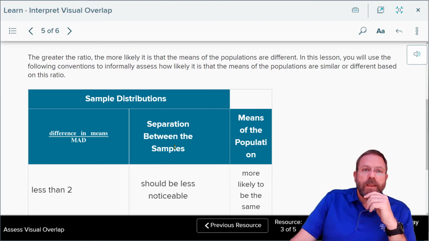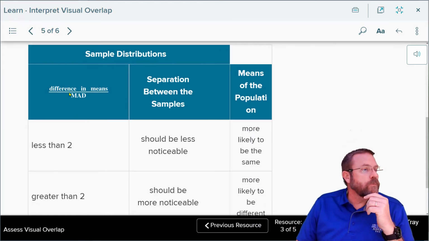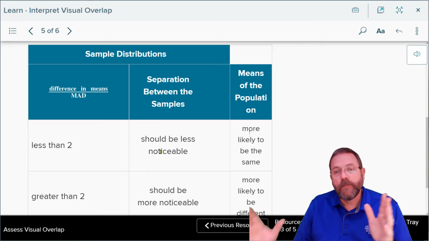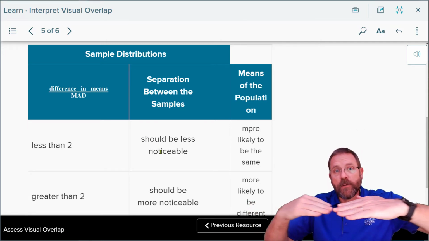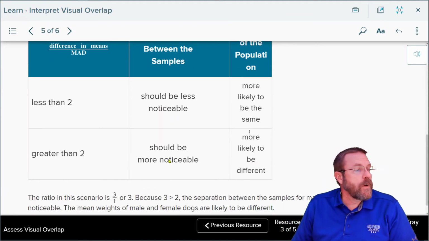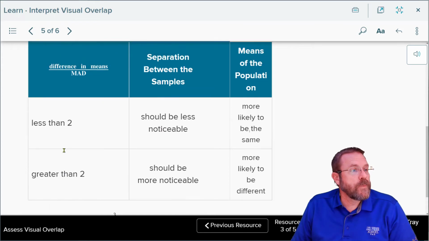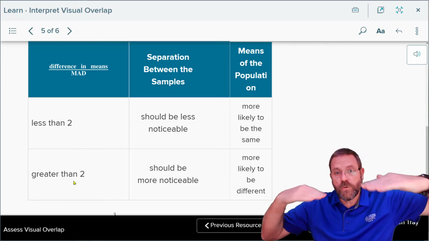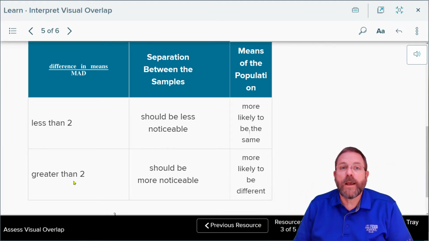So let's look at some sample distributions here. First off, if the ratio is less than 2, then the separation between the samples should be less noticeable, meaning the overlap should be greater, and the males and females should be really close to the same weight. However, if the ratio of your difference in means to the mean absolute deviation is greater than 2, then that means you have more separation between those two bar graphs. It's more likely to be different.